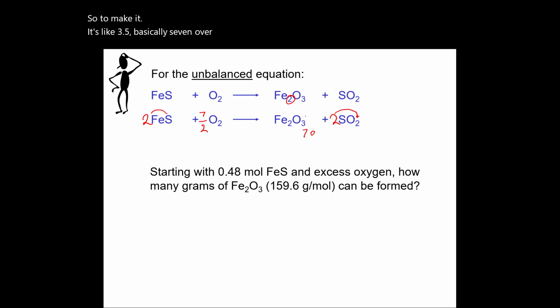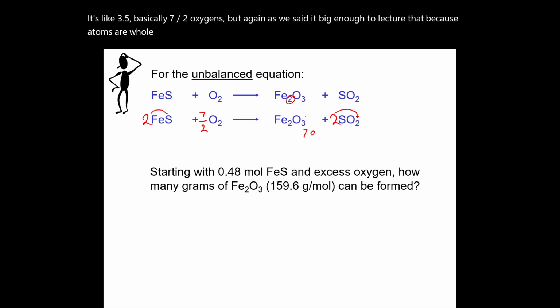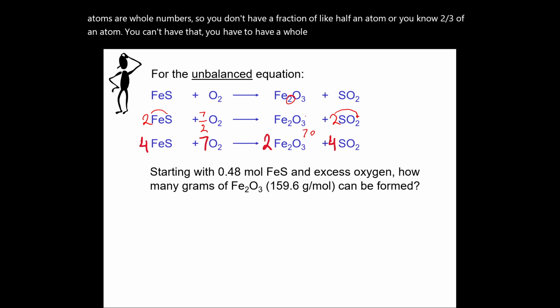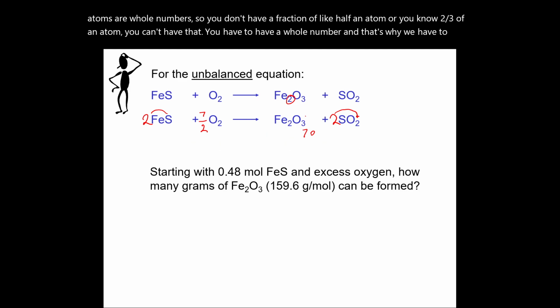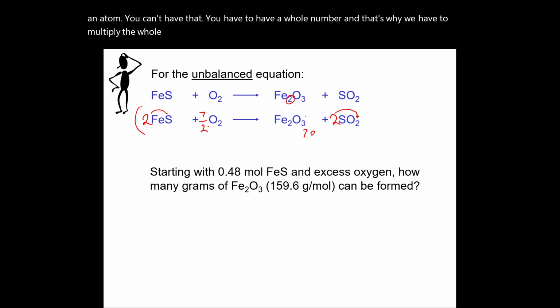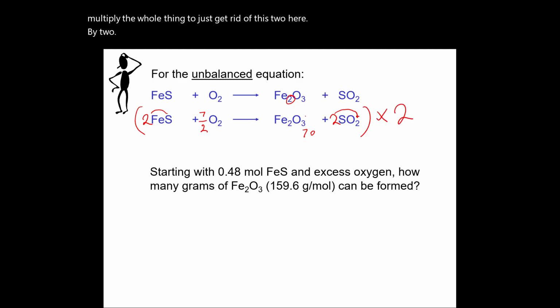But again, as we said at the beginning of the lecture, atoms are whole numbers, so you don't have a fraction of an atom, like half an atom or 2/3 of an atom. You can't have that. You have to have a whole number, and that's why we have to multiply the whole thing by 2 to get rid of this 2 here. So you multiply everything by 2.